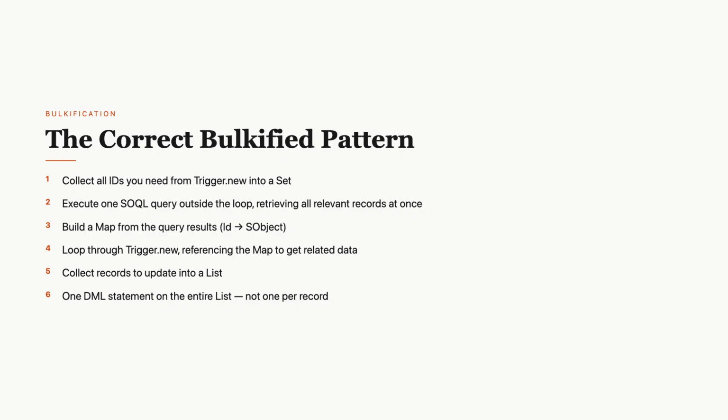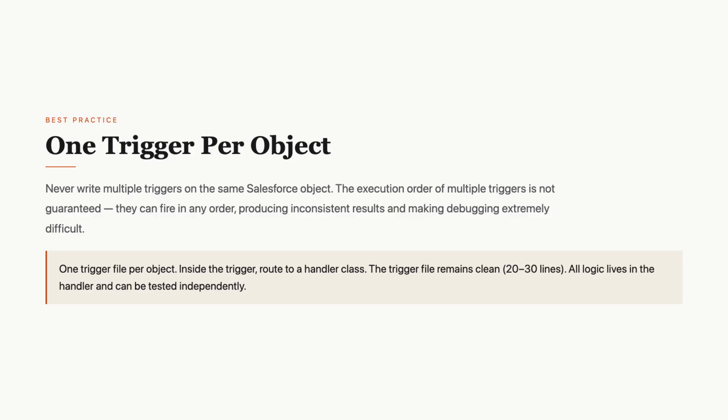The correct bulkified pattern. Step 1. Collect the IDs you need from trigger.new into a set. Step 2. Execute one SOQL query outside the loop, retrieving all relevant records at once. Step 3. Build a map from the query results. Step 4. Loop through trigger.new, referencing the map to get related data.